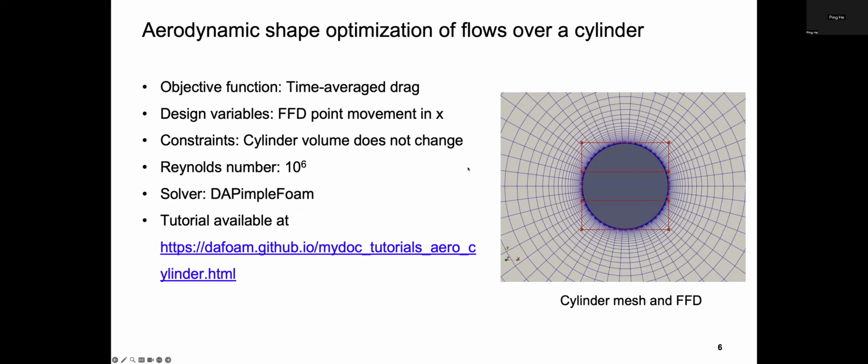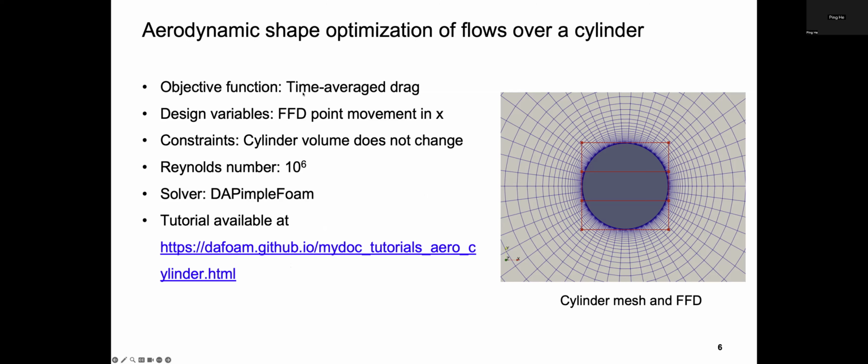If you have used DAFoam before, you probably know that we can do only steady-state design optimization. Very recently, we developed what we call the time-accurate unsteady adjoint and implemented that into the DAPimpleFoam solver, which allows us to optimize unsteady flows. And here I show you a very simple example, which is a DAFoam tutorial of aerodynamic shape optimization for unsteady flow over a cylinder.